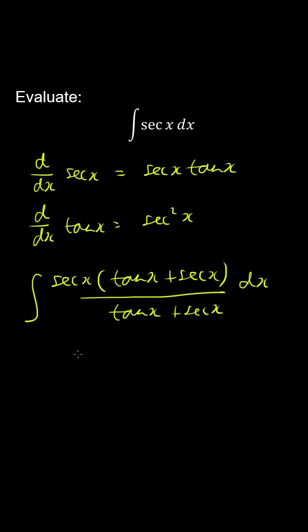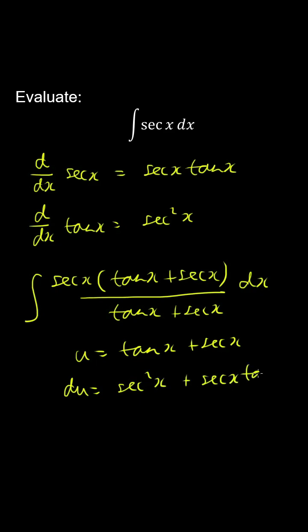And this is integrated over x. And now if you set u equal to tan x plus sec x, then du is sec squared x plus sec x tan x. And now you'll be able to easily evaluate this integral by completing the u substitution.